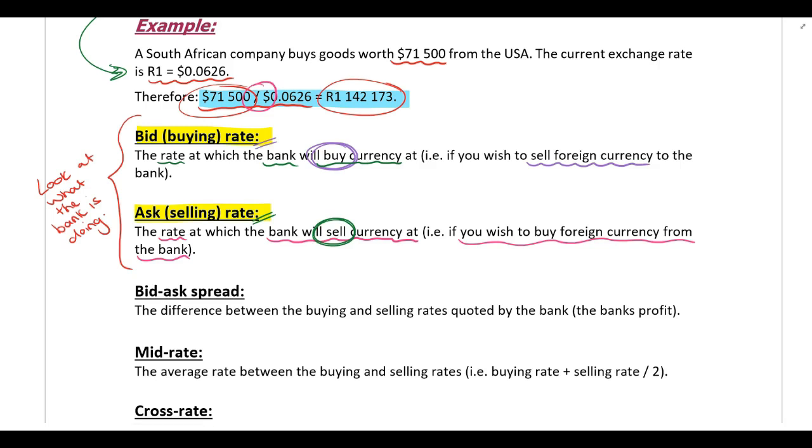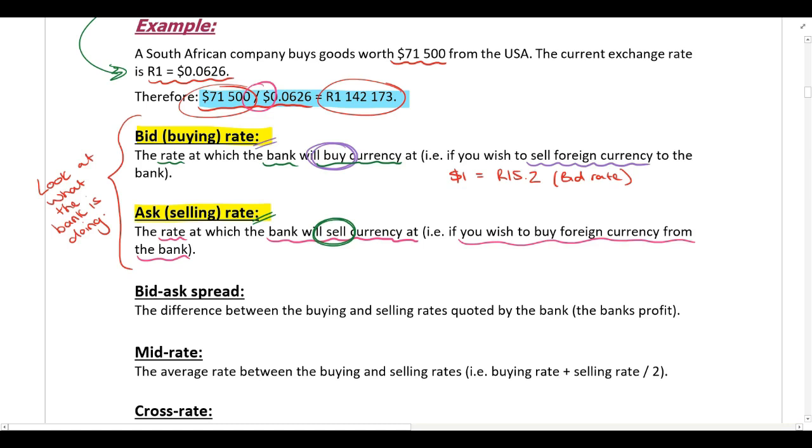Now, I just want to add some numbers to this so that we can do some examples and it makes a little bit more sense. I want you to assume over here that $1 is equal to 15 Rand 20. That is the bank's bid rate.